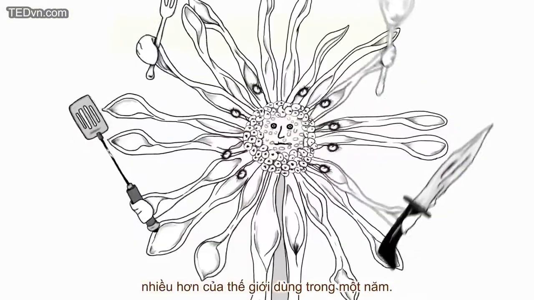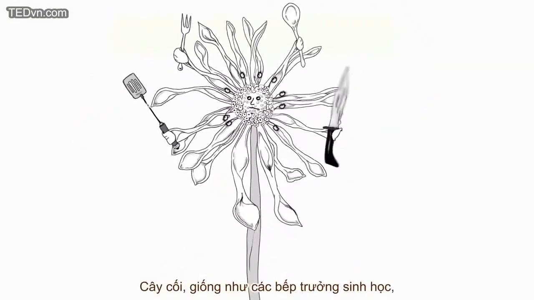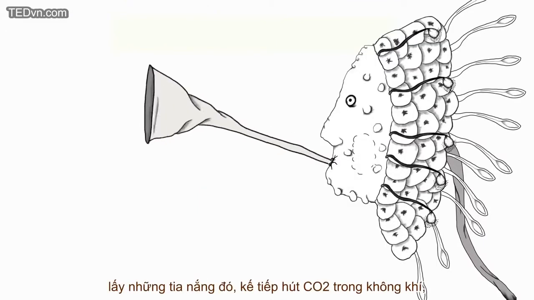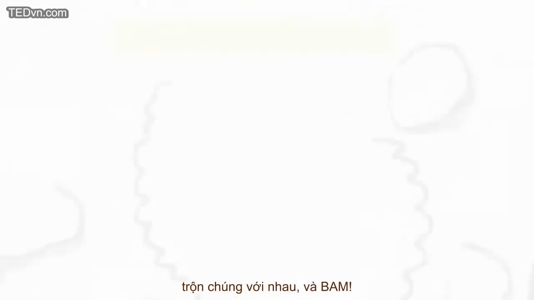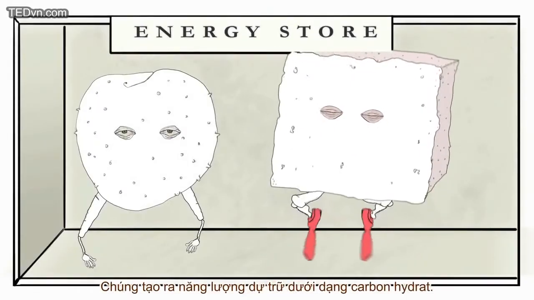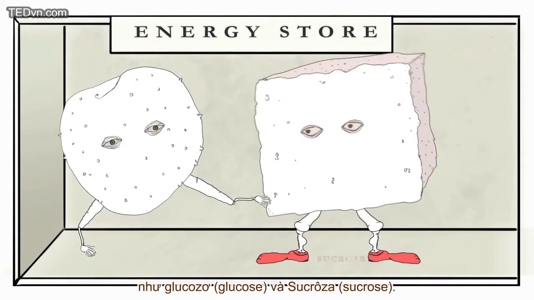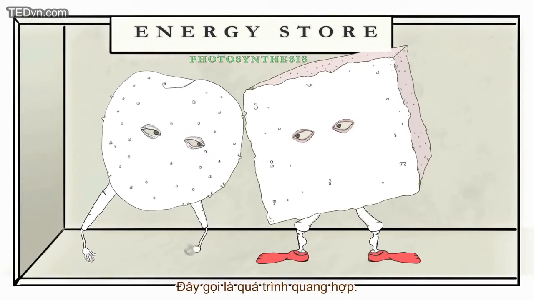Plants, which are kind of like biological chefs, take that sunlight and then suck in some CO2 from the air, mix them together, and bam! They create a stored form of energy in the form of carbohydrates, such as glucose and sucrose. The process is called photosynthesis.